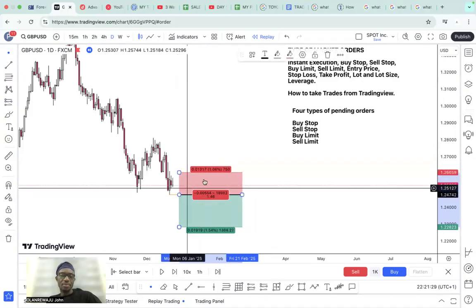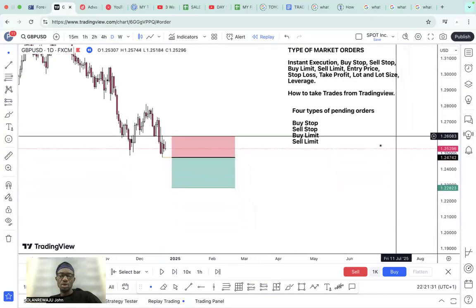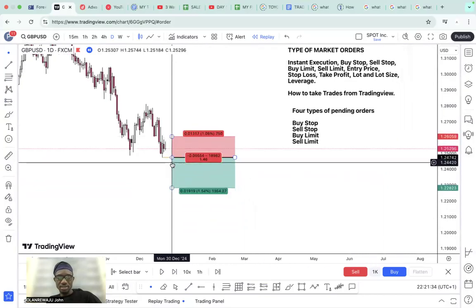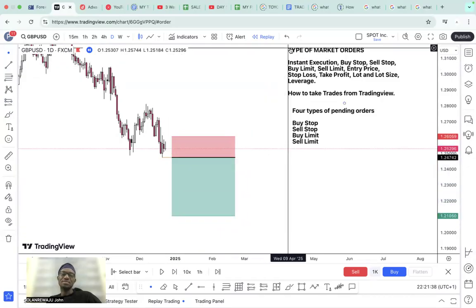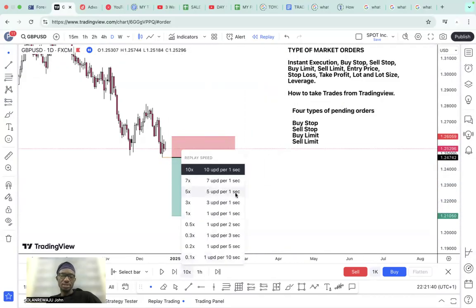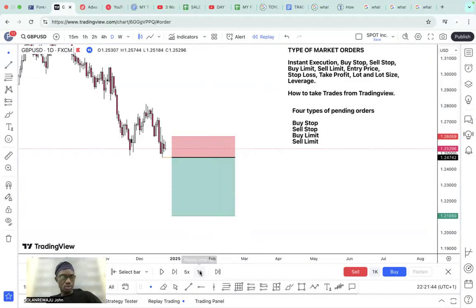So I can set my pending order there, that once the market comes down, it should fill me up. And then after I've set my order, what do I do? I just wait. I just wait for the market to do its thing, and then I just make progress from there. So let's check and see.